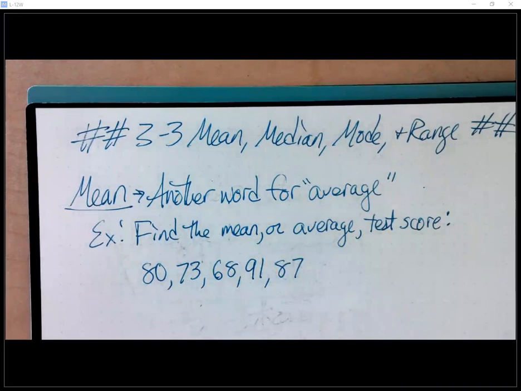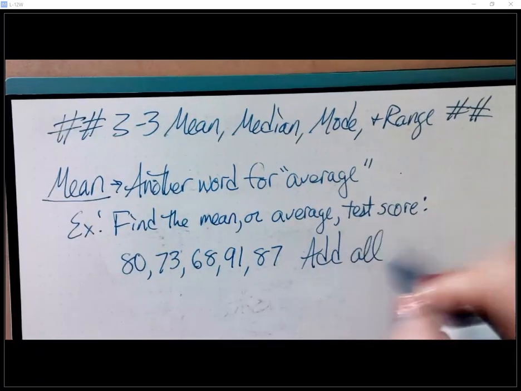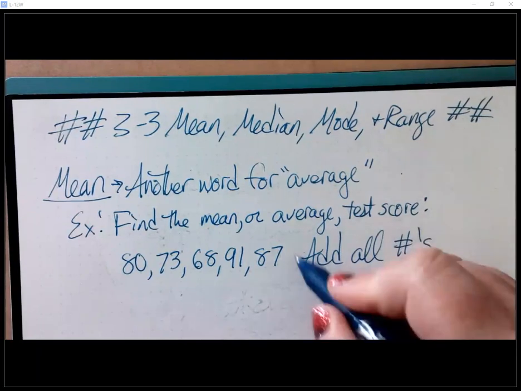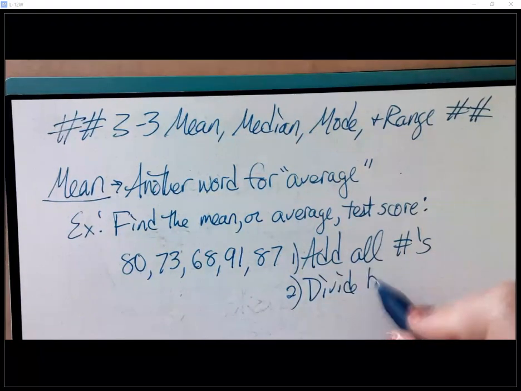Do you remember how to do that? Anybody recall? That's so good. Perfect. So if I want to find the average of anything, I'm going to add up all the numbers together, and then I just divide by how many numbers there were in my list. So first, add all numbers. Two, divide by how many numbers were in the list.